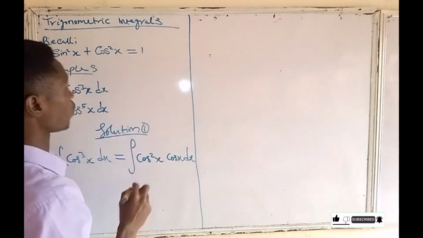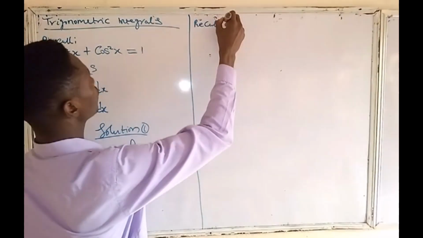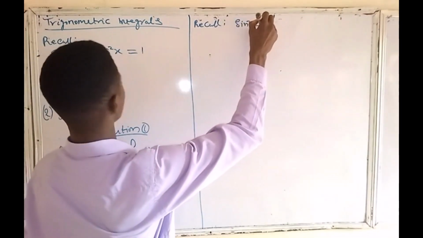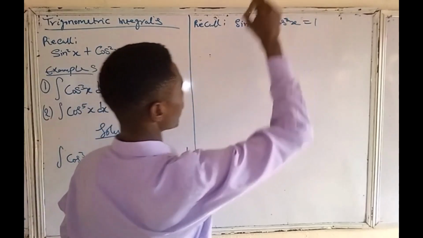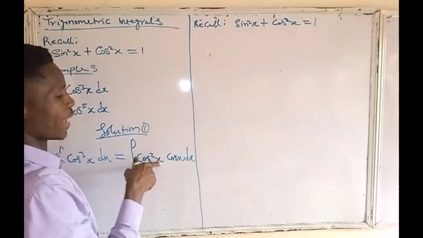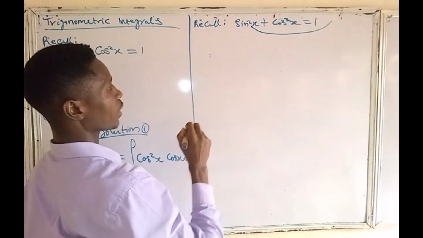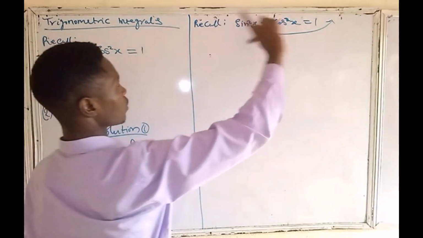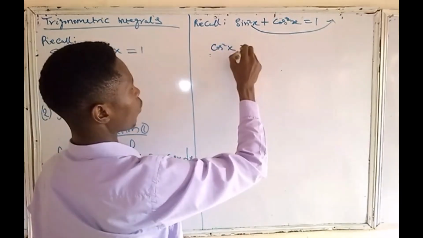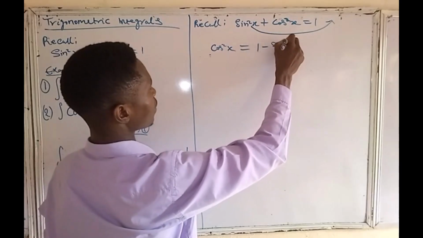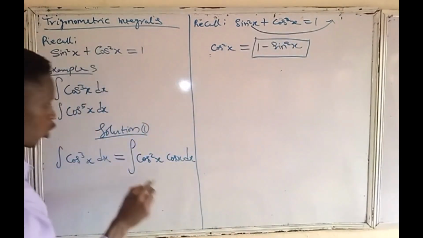So let's use this other part of the board. Now recall, like I wrote it, that sin²x plus cos²x is equal to 1. From our integral, we have cos²x. So we want to make cos²x the subject, meaning we are taking this to this side. Okay? So it is positive here. Once it goes that side, it becomes negative. So this is now cos²x equals 1 minus sin²x.